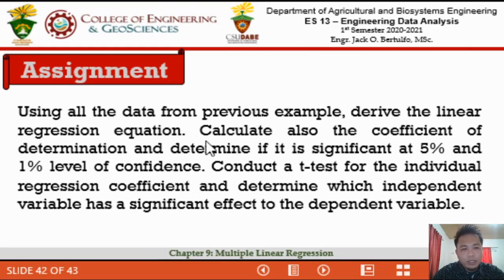Using all the data from the previous example, derive the linear regression equation. Calculate also the coefficient of determination and determine if it is significant at 5% and 1% level of confidence. Conduct a t-test for the individual regression coefficients and determine which independent variable has a significant effect on the dependent variable. Okay, so I will leave that assignment.